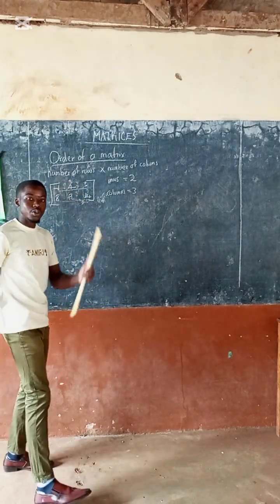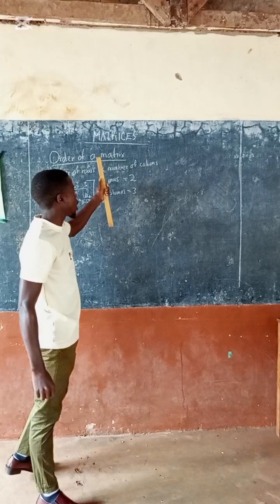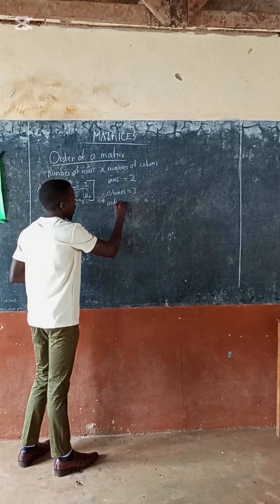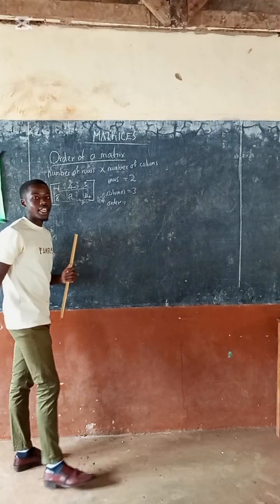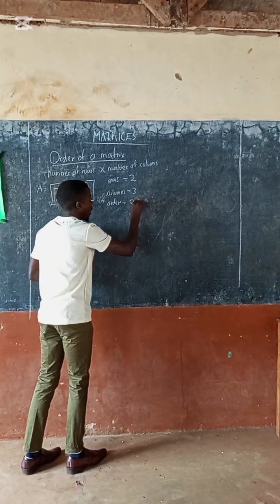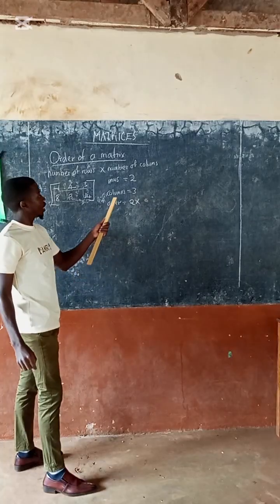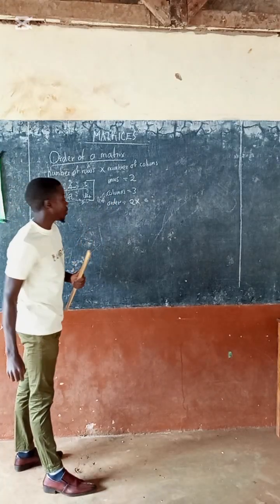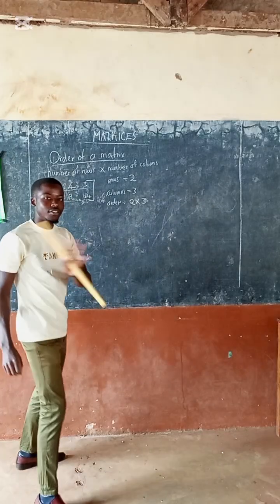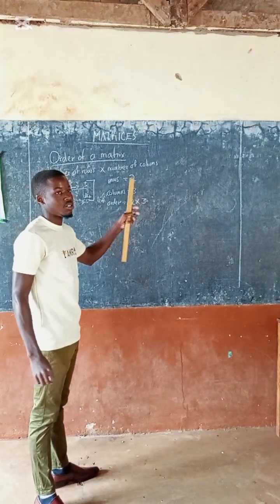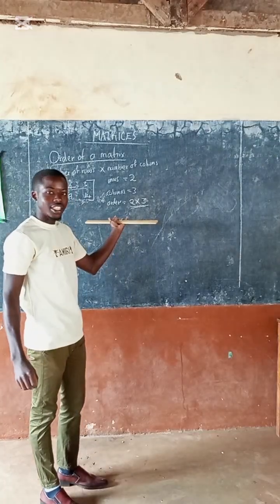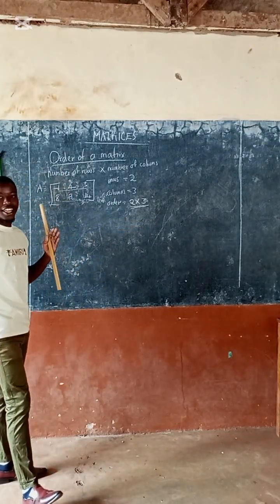Now let us come to the order of matrix A. So the order will be the number of rows, that is 2, multiplied by the number of columns. And we just leave it that way. You don't multiply this, you just give it this way. And that is the order of matrix A.